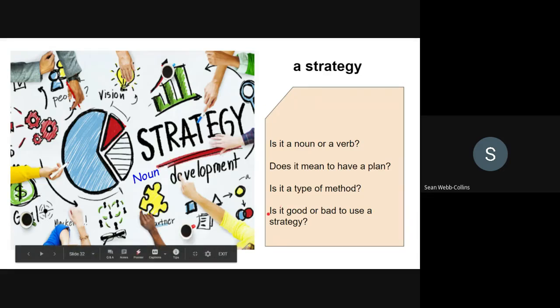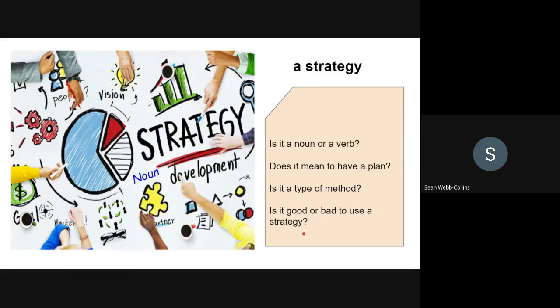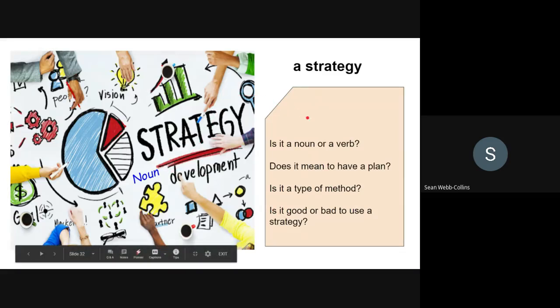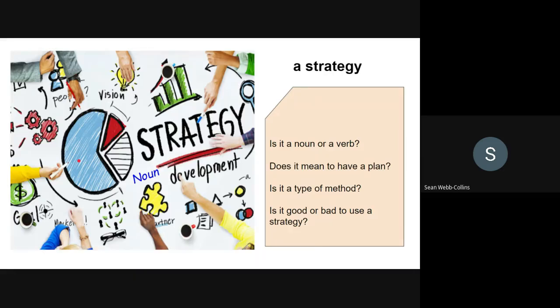And the fourth question, is it good or bad to use a strategy? Well, it's probably good. Using a strategy can lead to a better outcome. It's better to plan and have a method than do something unprepared.